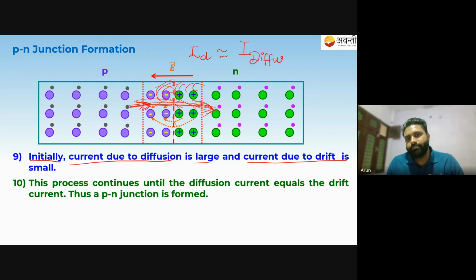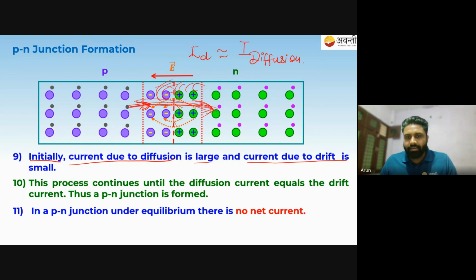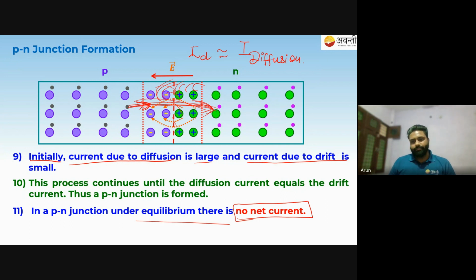Okay. At that moment, when both currents are equal, the junction has already been neutralized because there is no net current there. So we again have a situation where there is no net current, but now we have the electric field developed by the immobile charges. So this is the equilibrium state, when there is no net current.